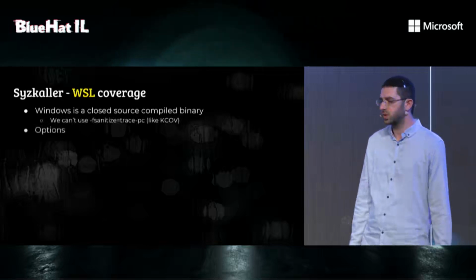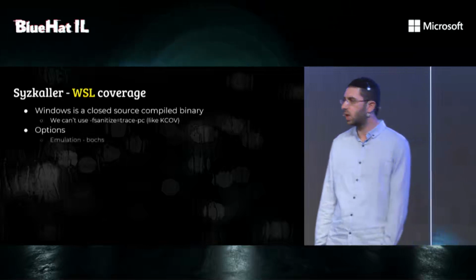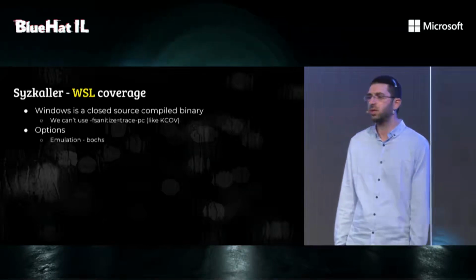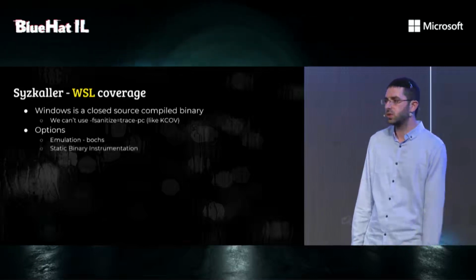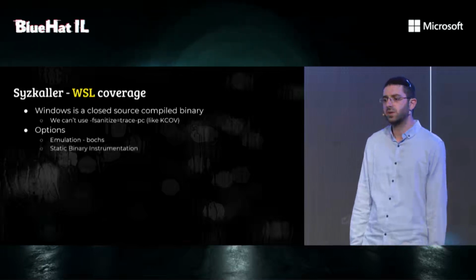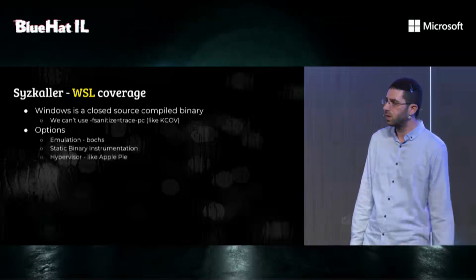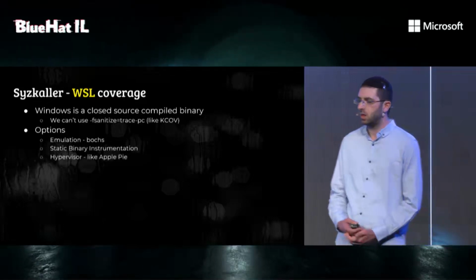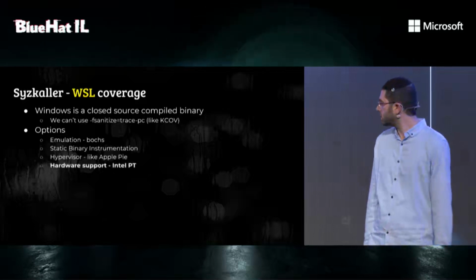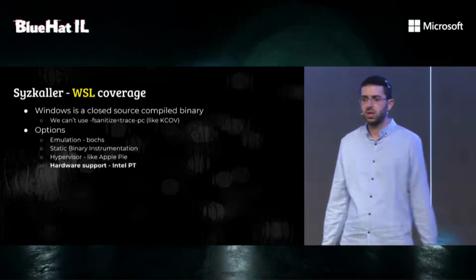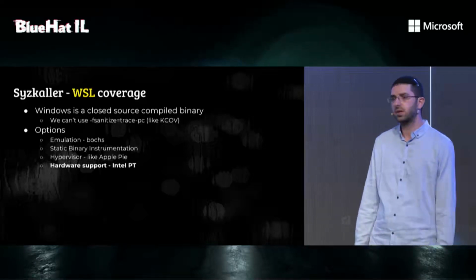So we thought of a few alternatives. The first one was using an emulator like Bochs or QEMU and adding coverage instrumentation. The second option was using static binary instrumentation for coverage like in WinAFL. Another option was using a hypervisor with sampling coverage like in Applepie. But in the end, we settled on using Intel PT for coverage, like in kAFL.